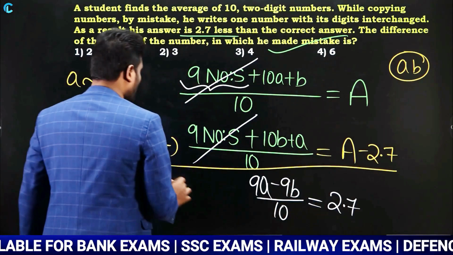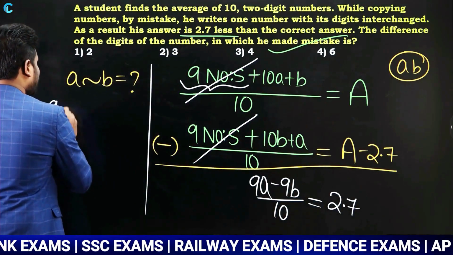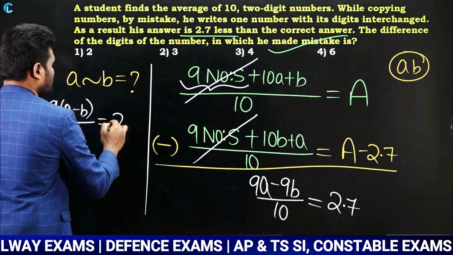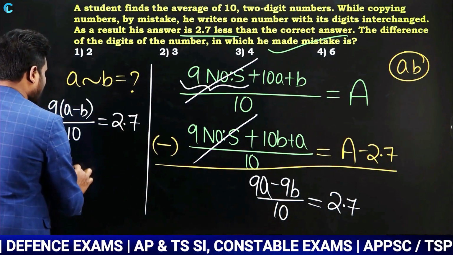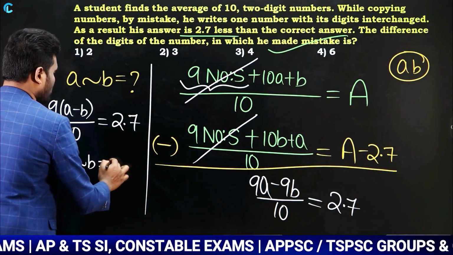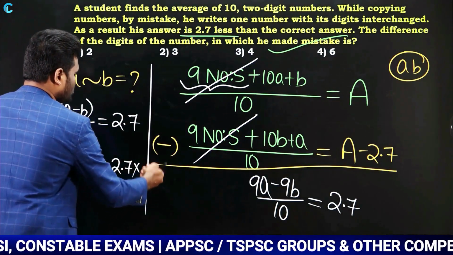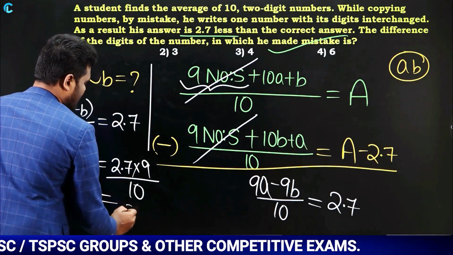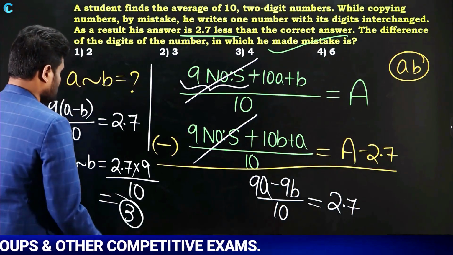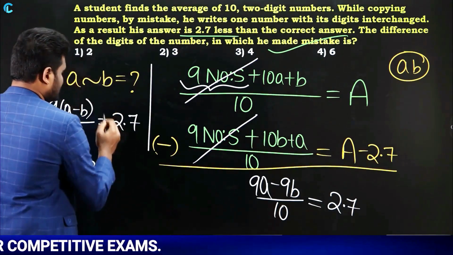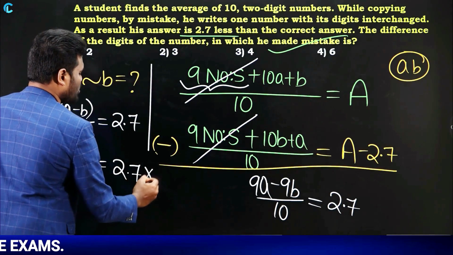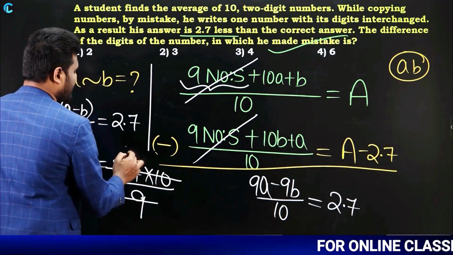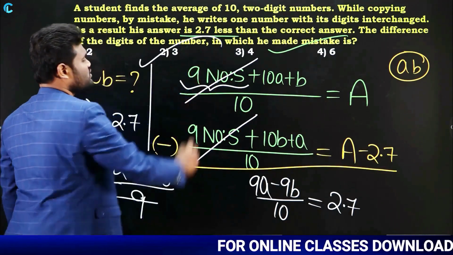Now from this, if I simplify and take 9 common, this is going to be 9 of (A minus B) divided by 10 is equal to 2.7. So A minus B is going to be 2.7 into 9 divided by 10. Yes or no? Sorry, I have made a mistake here. This is going to be 2.7 into 10 divided by 9. 2.7 into 10 is 27. 27 divided by 9 is nothing but 3. So we can say the answer for this question is 3.